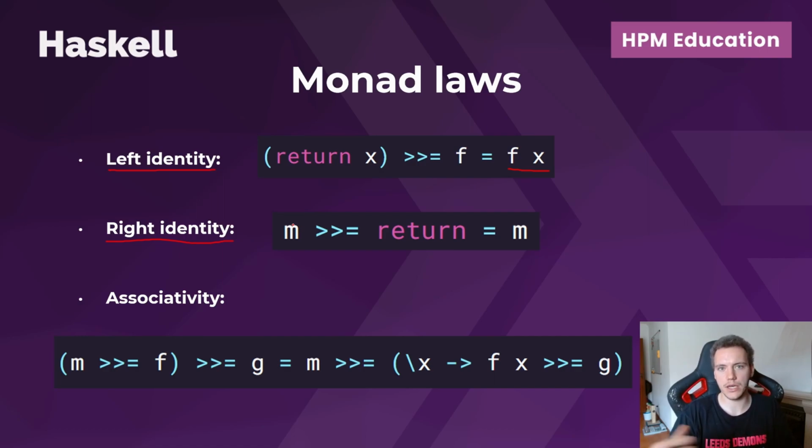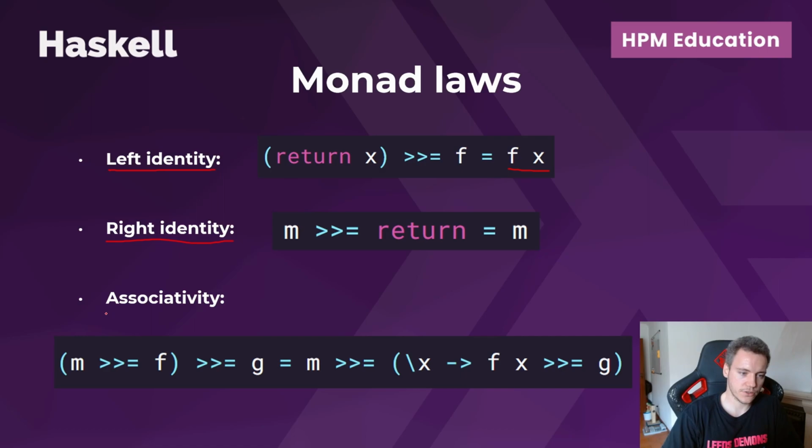The type is m a, right? Where a is the value wrapped, the monadic value m a, and the bind operator is going to unwrap it and apply it to the function return. And then, of course, the result of the return on the value is going to be just that same monadic value again. So, of course, this makes sense. M bound to return is equal to m.